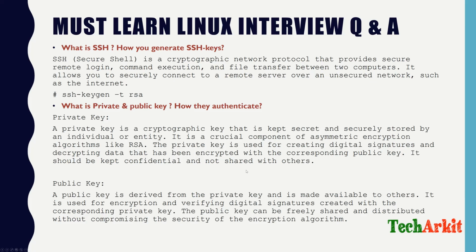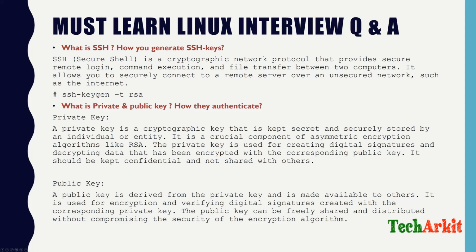So next one is the public key. What is a public key? The public key is derived from the private key and is made available to others. It is used for encryption and verifying digital signatures created with the corresponding private key. The public key can be freely shared and distributed without compromising the security of the encryption algorithm, because you can share the lock but not the key. Without the key, they cannot do anything. They can lock it, but they cannot unlock it. So that's the private and public key information.